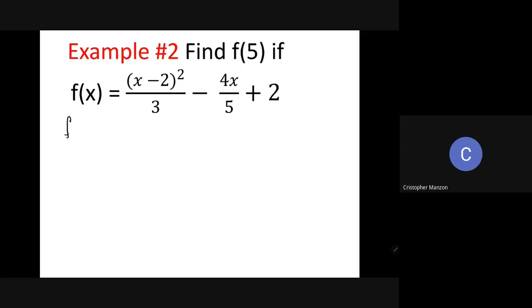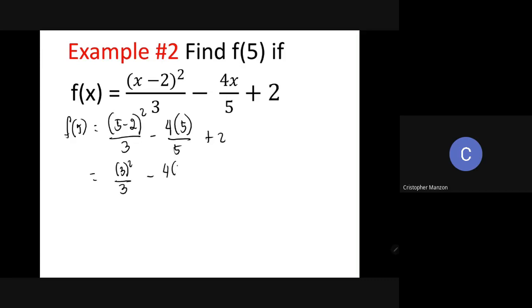So we have f of 5 is equal to, our x is 5. So this is 5 minus 2 squared all over 3 minus 4, and then 5 all over 5 plus 2. So we have 5 minus 2 is 3 squared over 3 minus 4 times 5 over 5 plus 2. And 3 squared, you can rewrite as 3 times 3 all over 3 minus 4 times 5 over 5 plus 2.